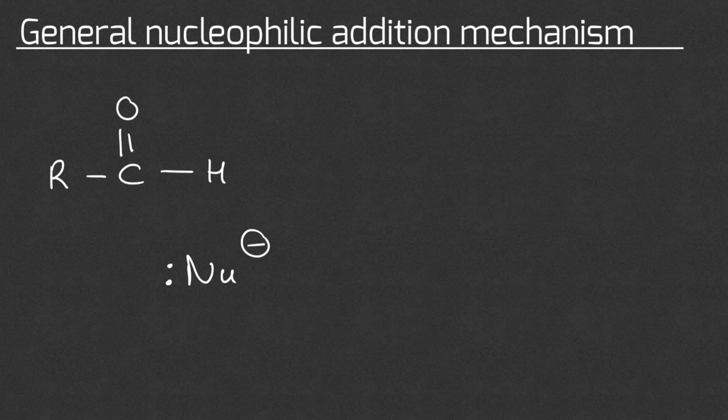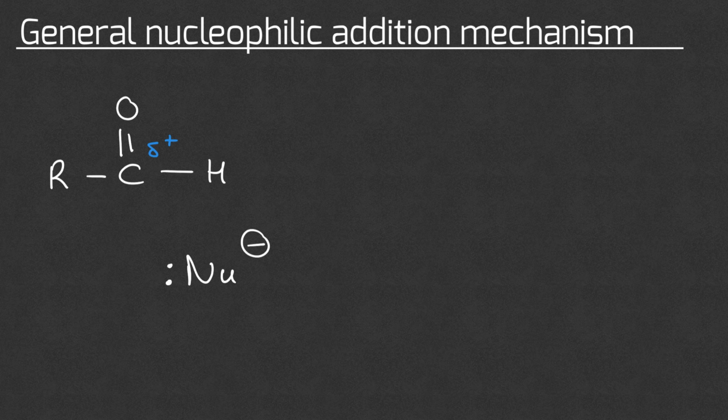We're going to start off with an aldehyde. It'll be exactly the same for a ketone, apart from you'd have another R group, another carbon group, rather than a hydrogen. We've also got our nucleophile, making sure to draw the lone pair and its negative charge. If we look at the partial charges for the molecule, oxygen is more electronegative than carbon, so oxygen will have a partial negative charge. Therefore, carbon will have a partial positive charge.